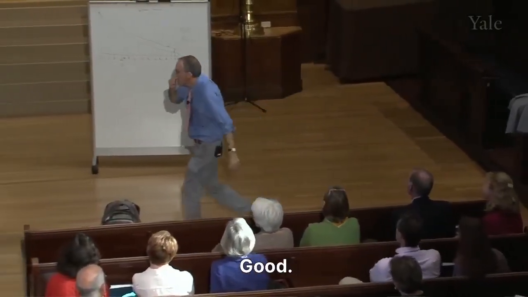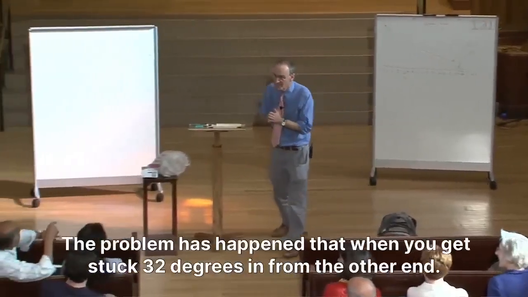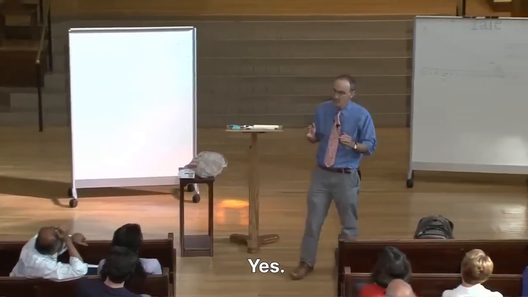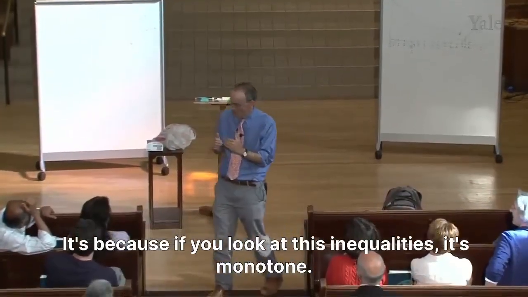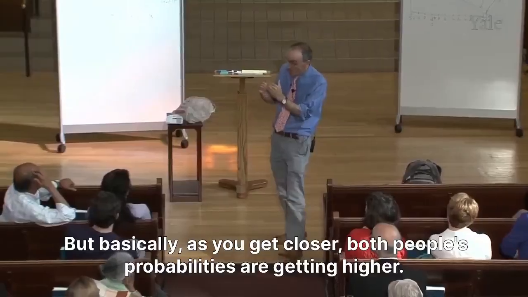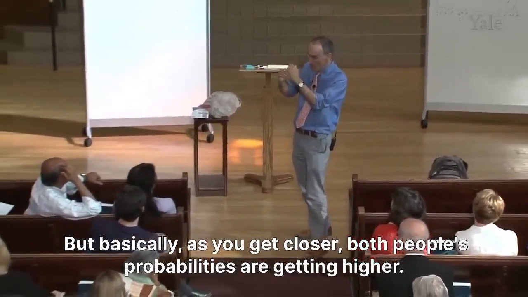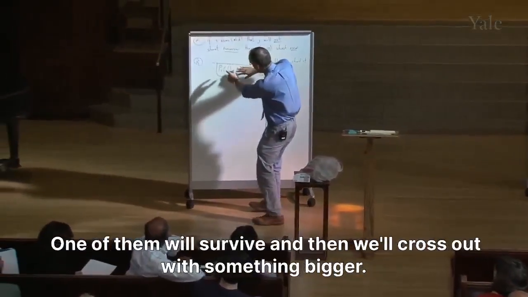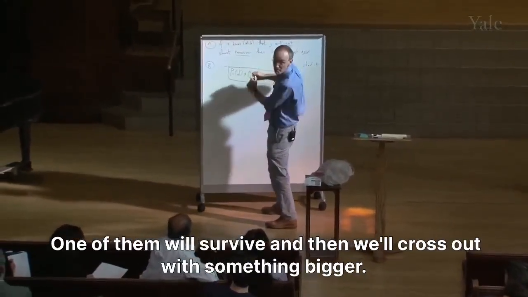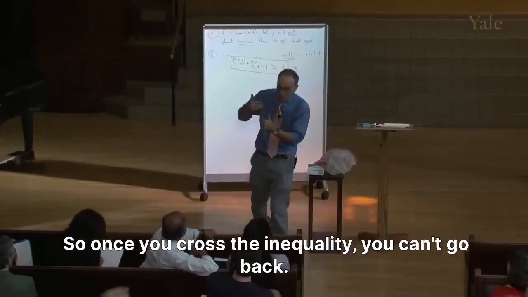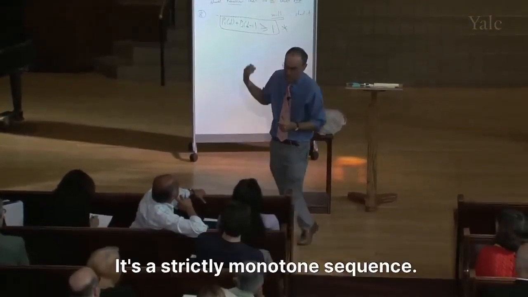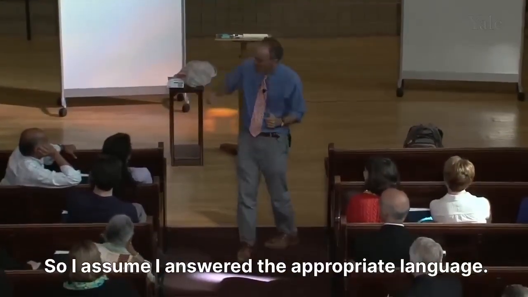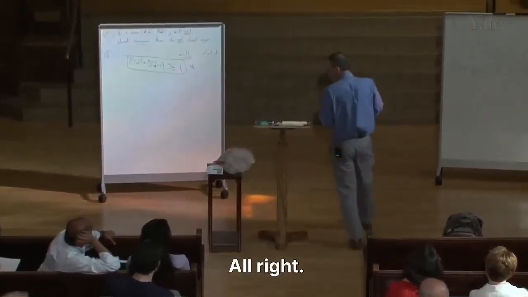Good. Okay. So, does it always happen that when you get stuck, if you reason from the other end, yes. Yes. It's because if you look at those inequalities, it's monotone. I'll show you afterwards, but basically, as you get closer, both people's probabilities are getting higher. So that pair of probabilities, you're always going to cross one out and replace it. One of them will survive, and the other one will be crossed out with something bigger. So once you cross D star, once you cross this inequality, you can't go back. It's a strictly monotone sequence. That was the physicist asking the question, so I assume I answered in the appropriate language. Okay. All right, good.